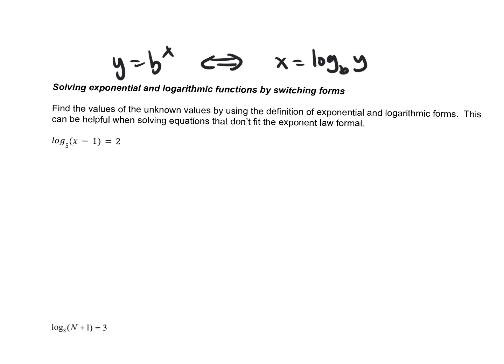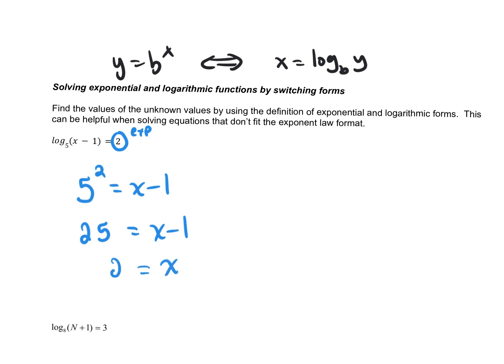So these are in log, so if I want to change these to exponential, remember, the log of the base is 5, and remember, if it's log, whatever's by itself is always the exponent, so it's 5 squared equals x minus 1. So turning this log equation to an exponential equation makes it very, very simple. So this is 25 equals x minus 1, and then I'll just add 1. So x is 26.